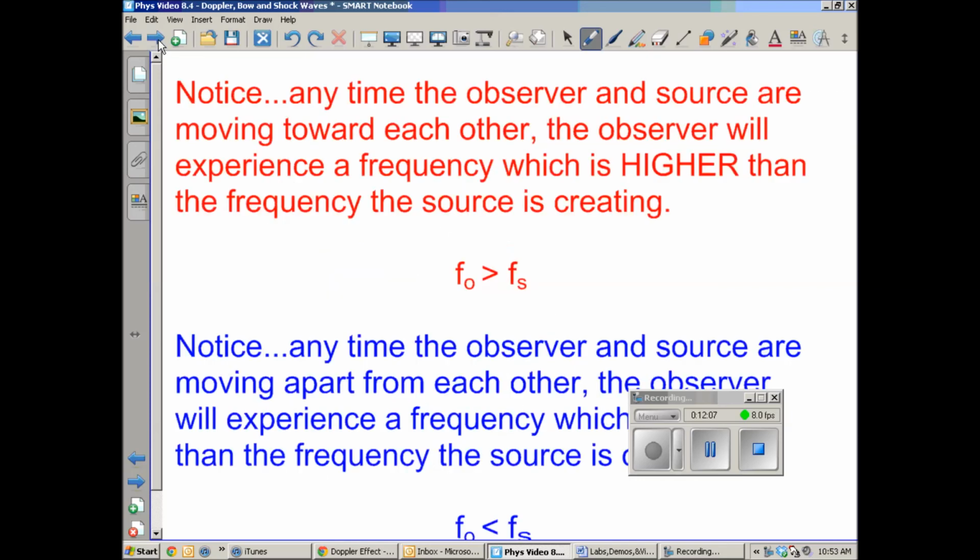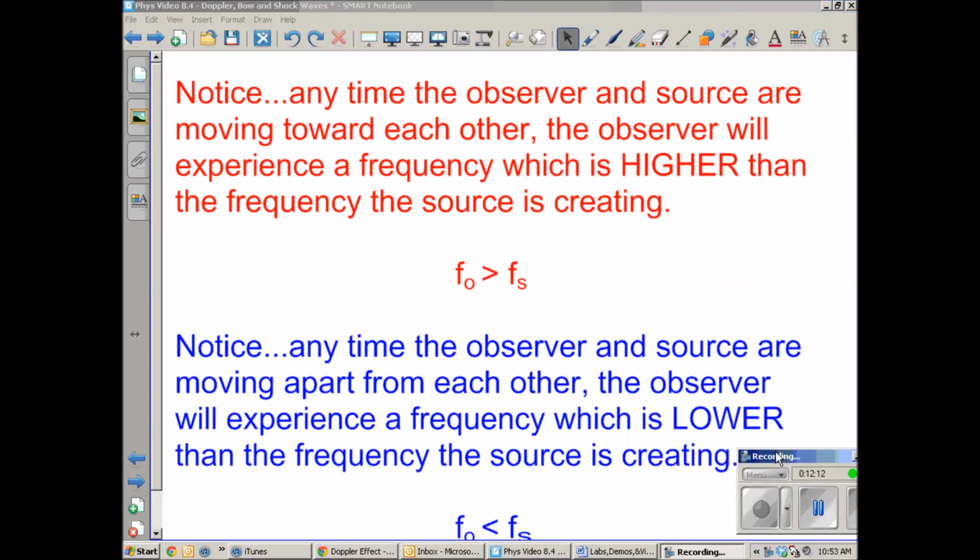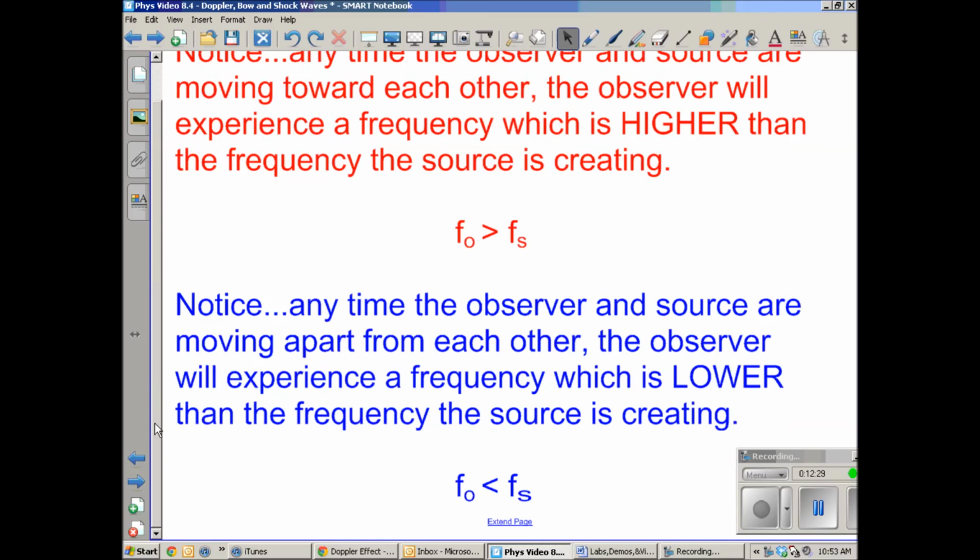So the screen, I think, summarizes what the Doppler effect is all about, and I think we're going to stop there because I don't think I can do the next chunk in less than 20 minutes. All right, so it says, notice anytime the observer and source are moving towards each other, the observer is going to experience a frequency which is higher than the frequency the source is creating. All right, and if they're moving farther apart, then the observer experiences a lower frequency. All right, so I'm going to stop there.